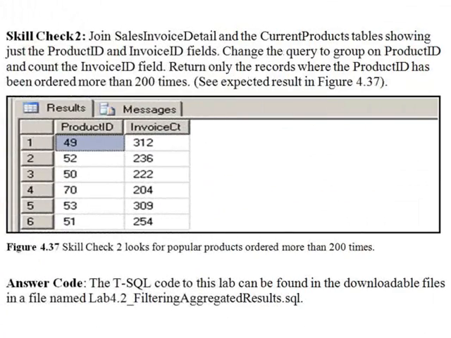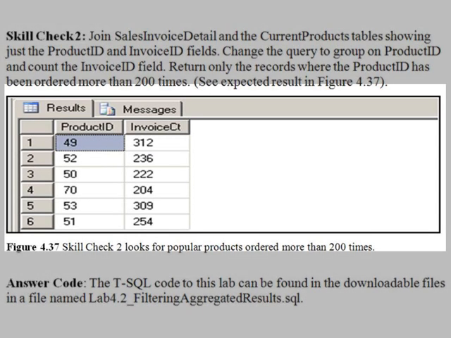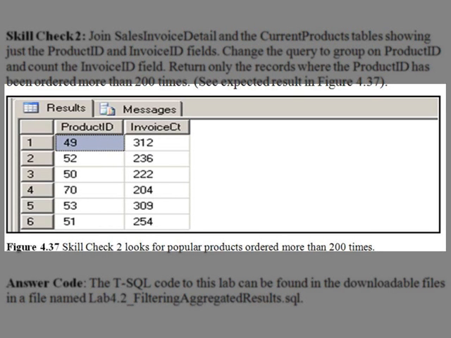Skill Check 2. Join the Sales Invoice Detail and the Current Products tables showing just the Product ID and Invoice ID fields. Change the query to group on Product ID and count the Invoice ID field. Return only records where the Product ID has been ordered more than 200 times. When you're done, your screen should resemble the figure you see here.